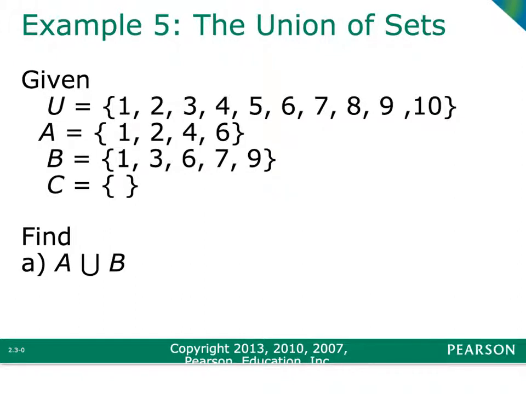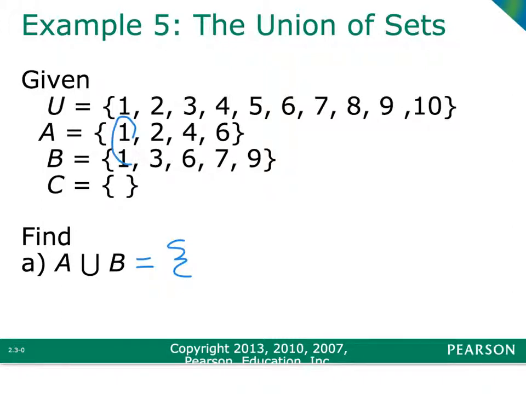So we use the universal set is 1 through 10. A is 1, 2, 4, 6. B is 1, 3, 6, 7, 9. And C is the empty set. I would like for you to calculate A union B. So this means tell me all of the numbers that land in A or in B. And it is okay if it happens to land in both sets.